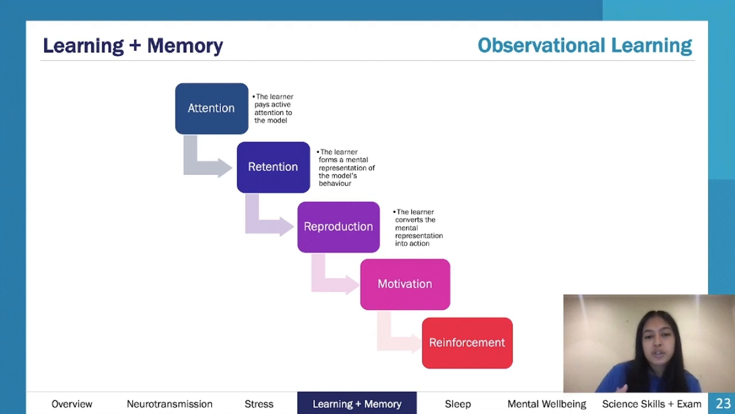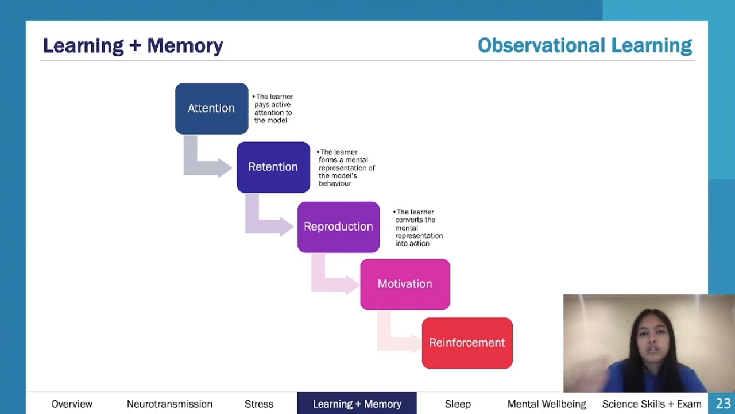So your observational learning, your 5 steps, you can remember it by like Mister. So you've got your attention, retention, reproduction, your motivation, and your reinforcement, very much in the name. As long as you remember those abbreviations, then you can remember the steps based on what their name is.